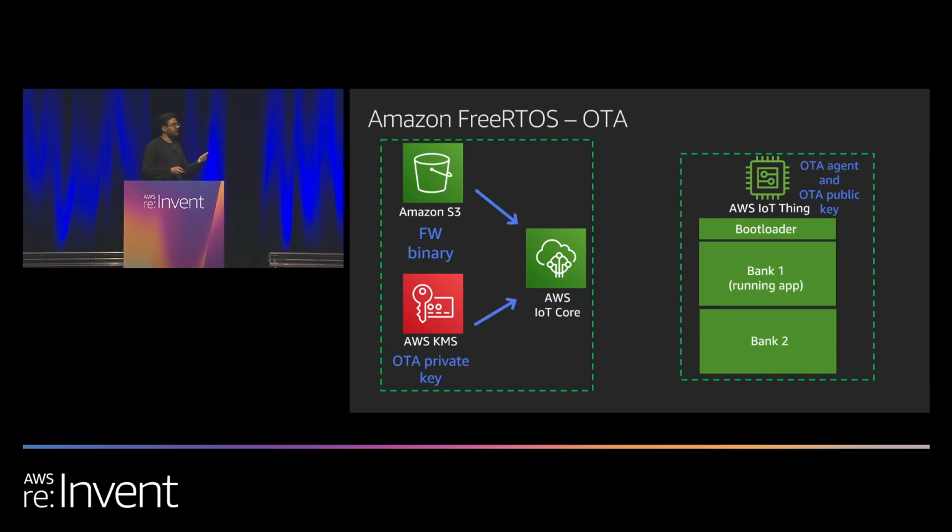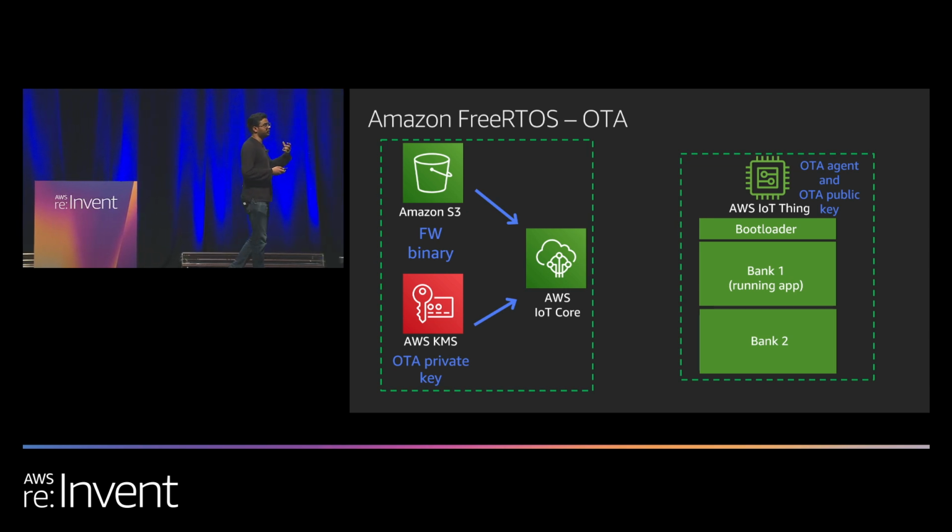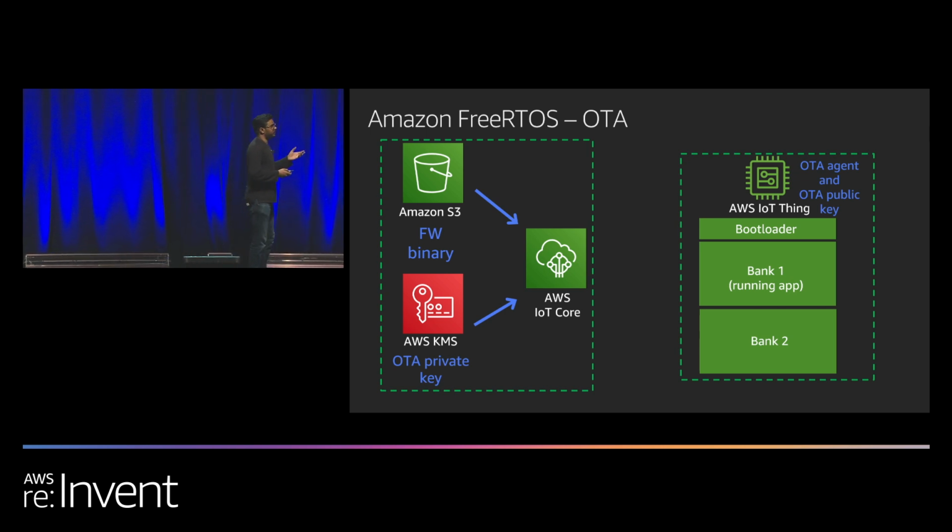Now on the cloud side, we have the AWS IoT Core service. We have Amazon S3, on which you can upload your new firmware that you want to OTA. And there is the AWS Key Management Service, which has the OTA private key. The corresponding OTA public key is on the AWS device, the IoT thing. The OTA private key and public key were created once in the beginning, and the device was provisioned with the public key, and the private key was stored in the KMS.